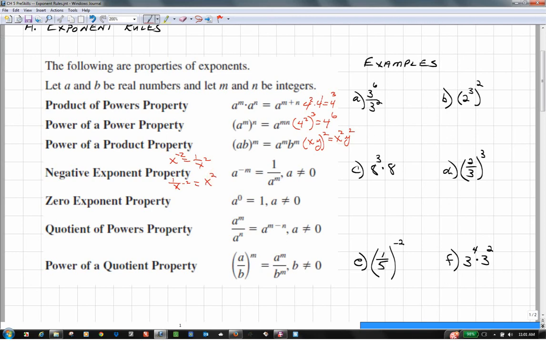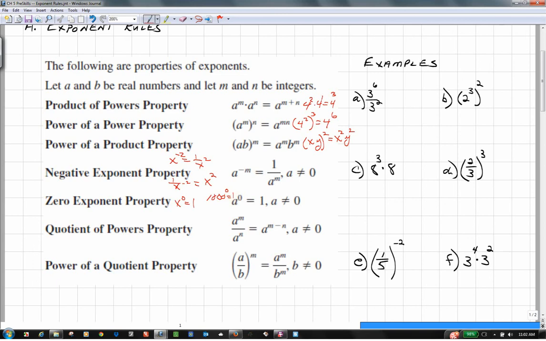Anything to the 0 power is... x to the 0 is 0? No. 1,000 to the 0 power is 1, not 0, 1. Anything to the 0 power is 1. So x to the 0 is 1. 1,000 to the 0 power is also 1.